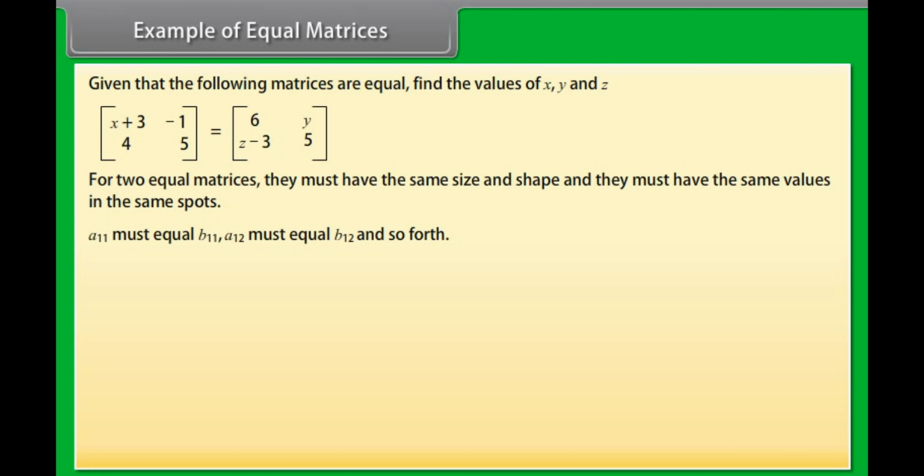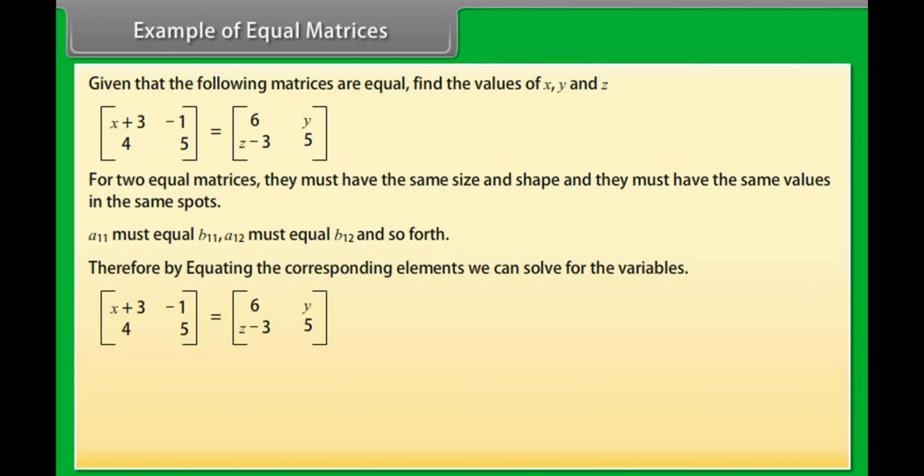Therefore, by equating the corresponding elements, we can solve for the variables. x plus 3 is equal to 6, x is equal to 3, y is equal to minus 1, z minus 3 is equal to 4, z is equal to 7.